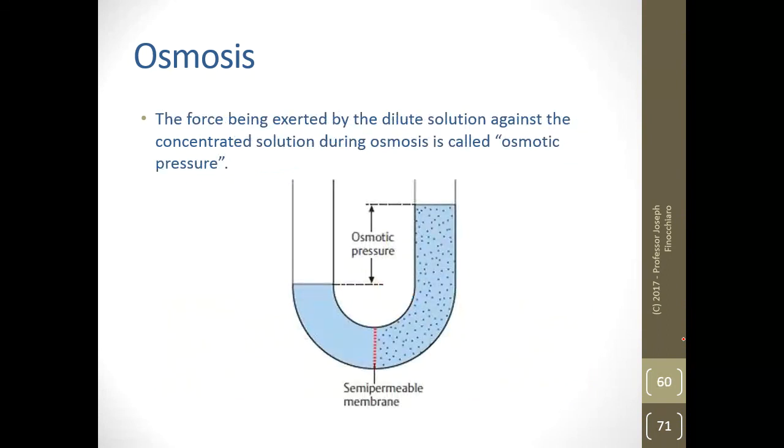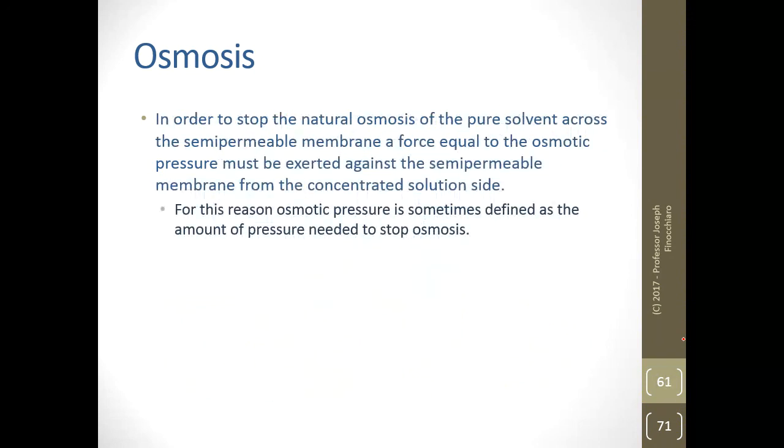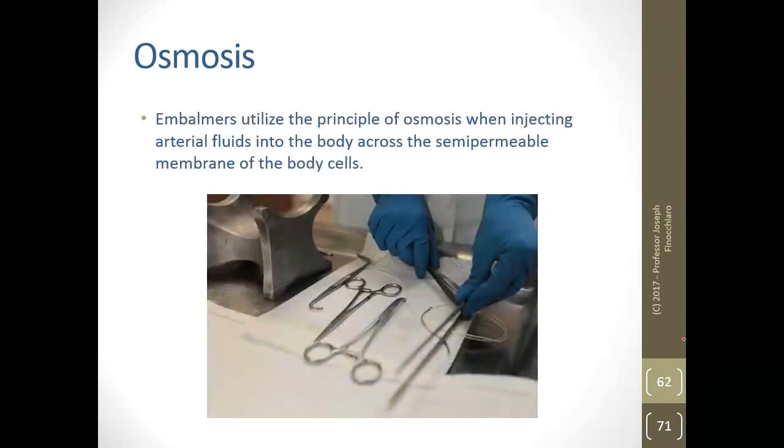The force being exerted by the dilute solution against the concentrated solution during osmosis is called the osmotic pressure. That is an important definition. In order to stop the natural osmosis of the pure solvent across the semi-permeable membrane, a force equal to the osmotic pressure must be exerted against the semi-permeable membrane from the concentrated solution side. For this reason, osmotic pressure is sometimes defined as the amount of pressure needed to stop osmosis.